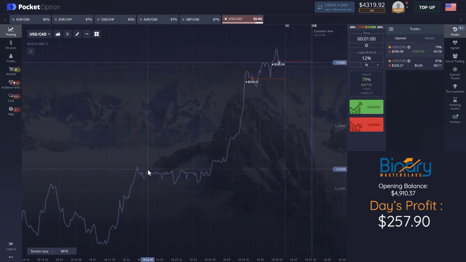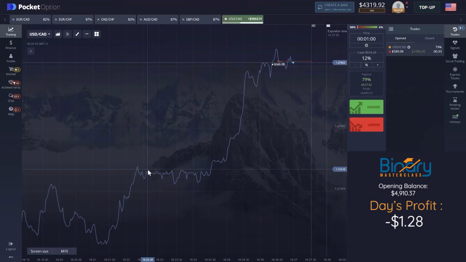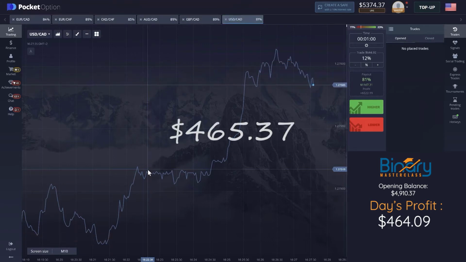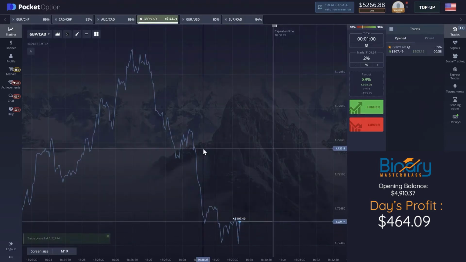Moves farther up through that resistance. We take an early third entry on this trade as well. Finally, it's having trouble at the next resistance. Moves down into the money for us, giving us a third entry win and a profit of $465.